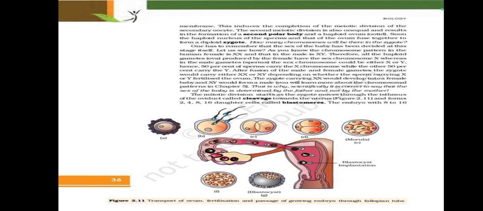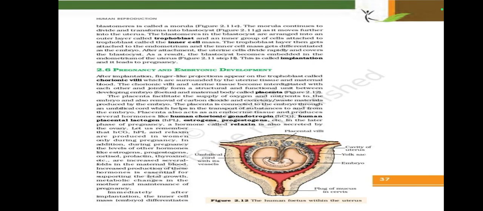and not by the mother. The mitotic division starts as the zygote moves through the isthmus of the oviduct towards the uterus. This is called cleavage, figure 2.11, and forms 2, 4, 8, 16 daughter cells called blastomeres. The embryo with 8 to 16 blastomeres is called morula, figure 2.11e. The morula continues to divide and transforms into blastocyst, figure 2.11g.